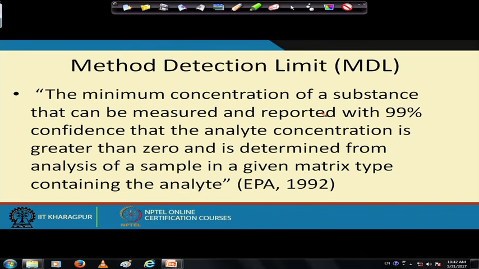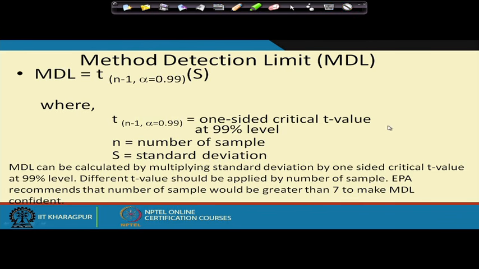Now how do we get it? I'll not go into the very basics of that, but just to show you the method used to get this method detection limit. In terms of the method detection limit, we use this formula, which is MDL, which is method detection limit. It's your t from your t table.